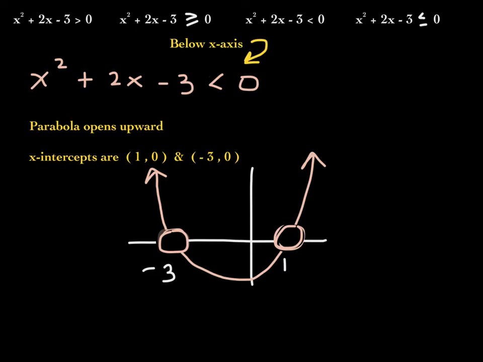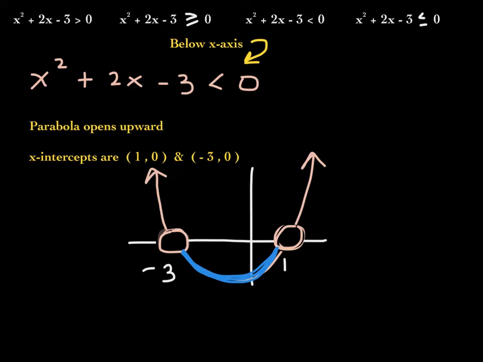Now, I want you to keep in mind the parabola still opens upward. You know, this quadratic expression hasn't changed. It doesn't change for any of these, right? The left-hand side of the inequality is still exactly the same. The parabola still opens upward. The x-intercepts are still 1, 0, and -3, 0. Nothing's changing with the graph. But what we focus on is changing. Now we're focusing on when is the parabola beneath or below the x-axis. What's below the x-axis between -3 and 1, or from -3 to 1. I'll highlight it for you. It's below the x-axis from -3 to 1.